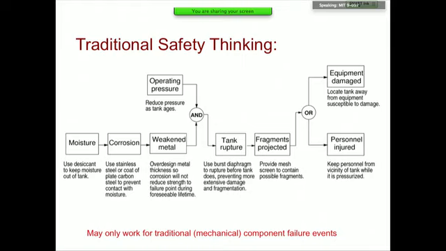So here's a classic example of a sequence of events. This is for a tank failure. In this case, we have a tank, and moisture builds up in the tank, and then corrosion is a result. The metal gets weakened, and the tank itself has been weakened due to corrosion, so the operating pressure causes a tank rupture. The rupture then causes an explosion, and fragments or shrapnel from the tank will be projected and then cause equipment damage or personnel injury.